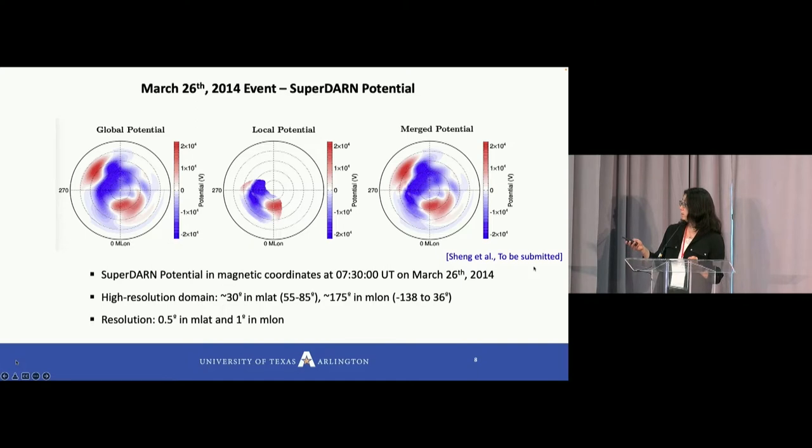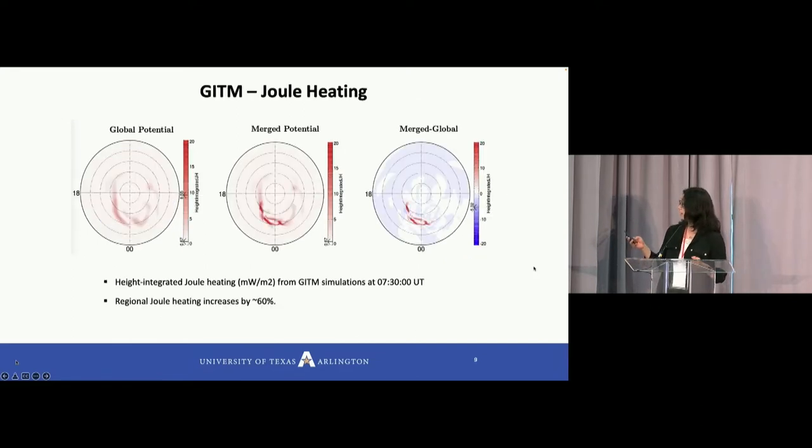Then we use the global potential pattern or the merged potential pattern to drive GITM and see the consequence in the geo heating. And here we go. The left panel shows the potential distribution driven by the global low resolution potential pattern, and the middle one shows the geo heating driven by the merged pattern. And the right panel shows the difference between those two.